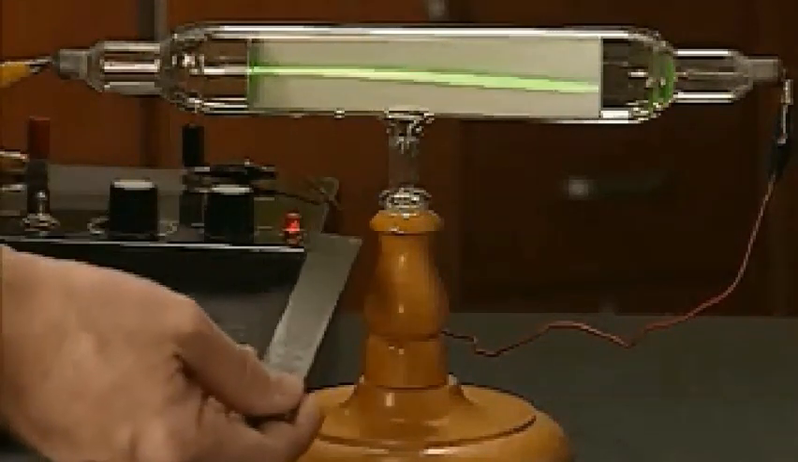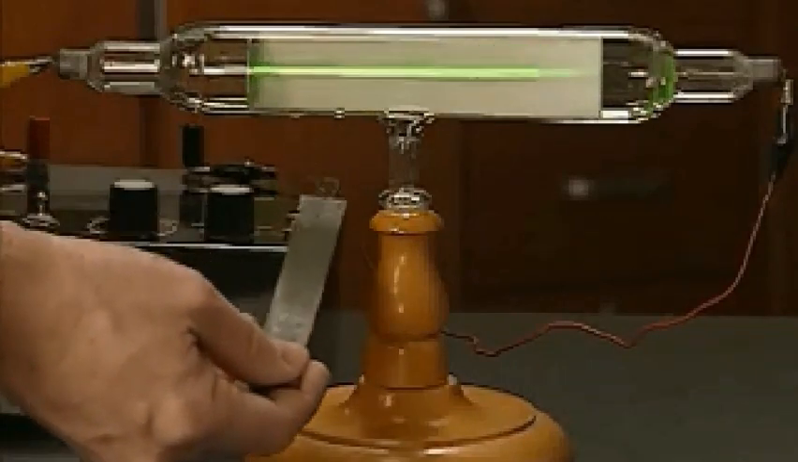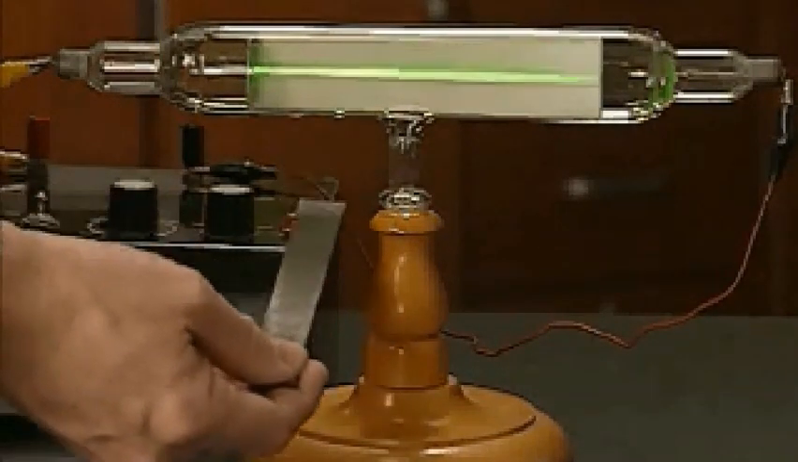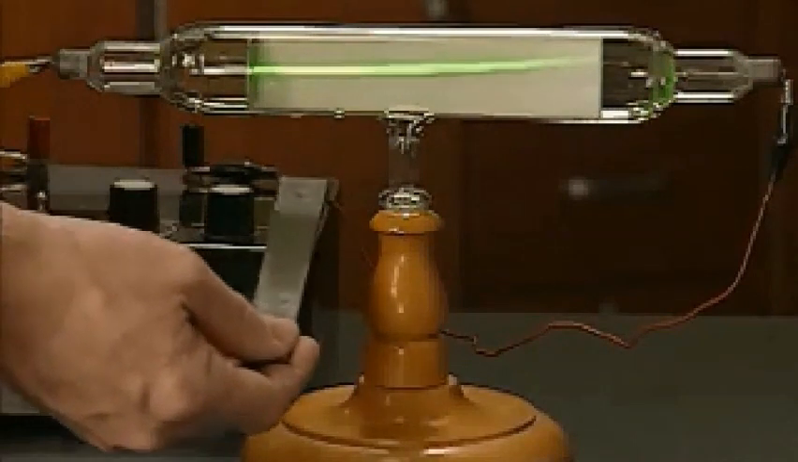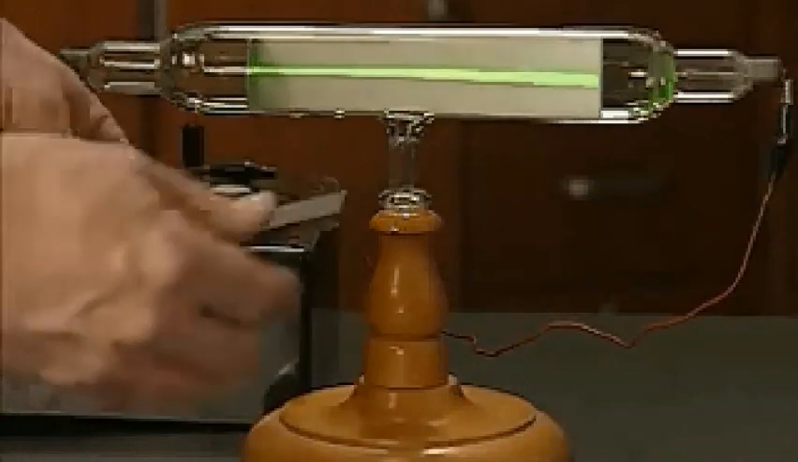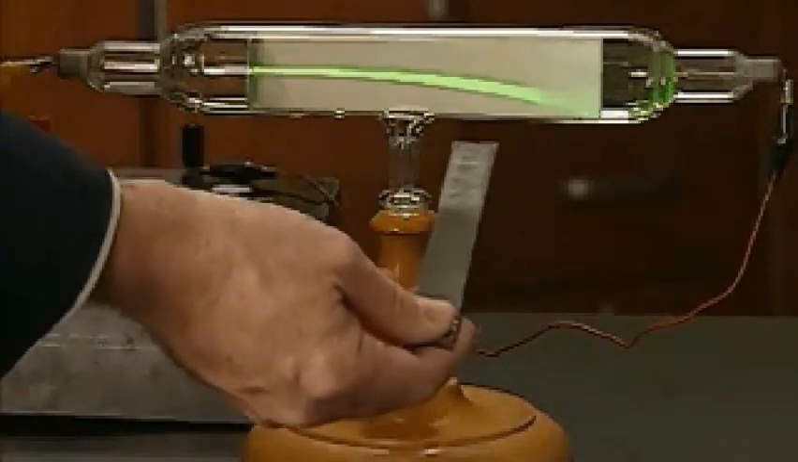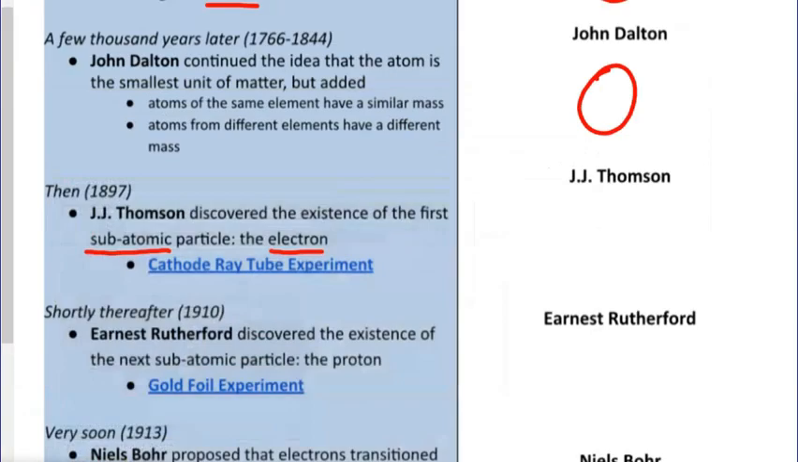He took a magnet next to this cathode ray tube and realized that the negative end of the magnet pushed the beam away, and that if you flip it around, the positive end of the magnet is going to attract the beam towards the magnet. So here he switches it to the positive end, and now the beam starts to bend towards the magnet. So this simple experiment led Thomson to understand that there must be something negatively charged if it's repelling away from the negative end and attracting to the positive end.